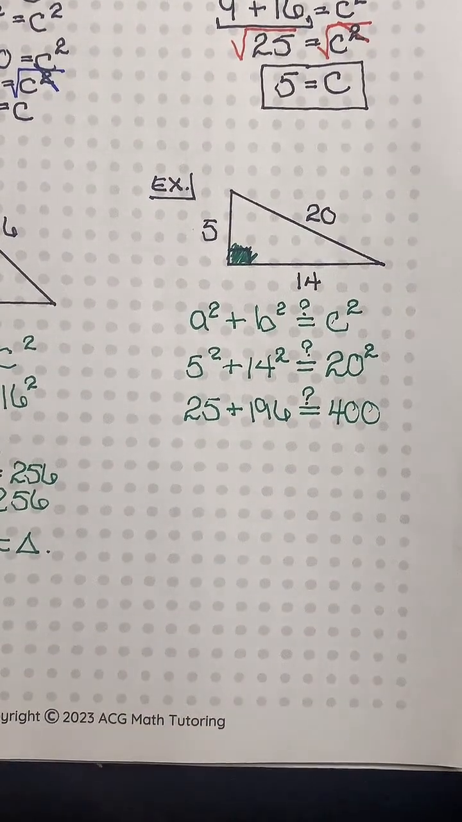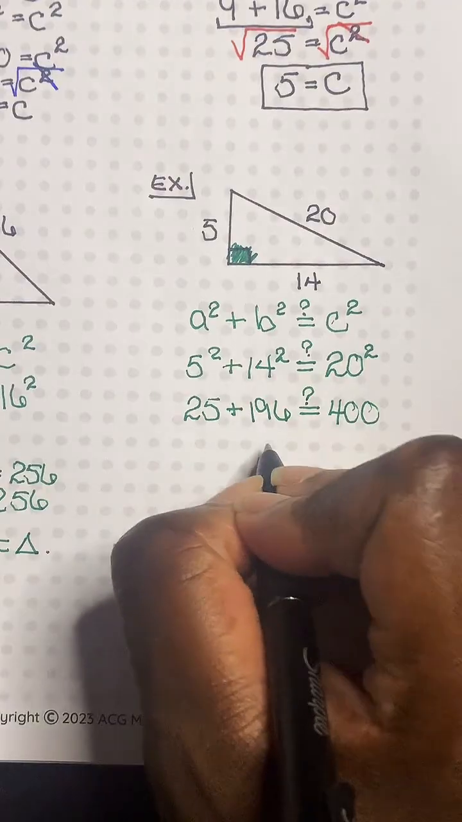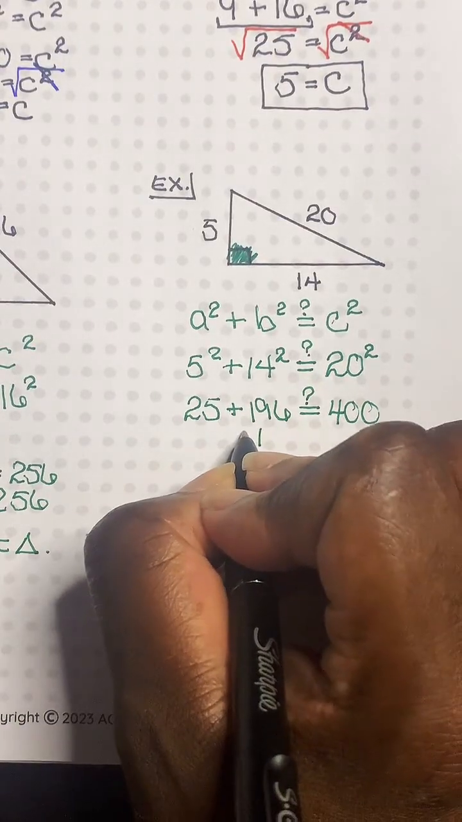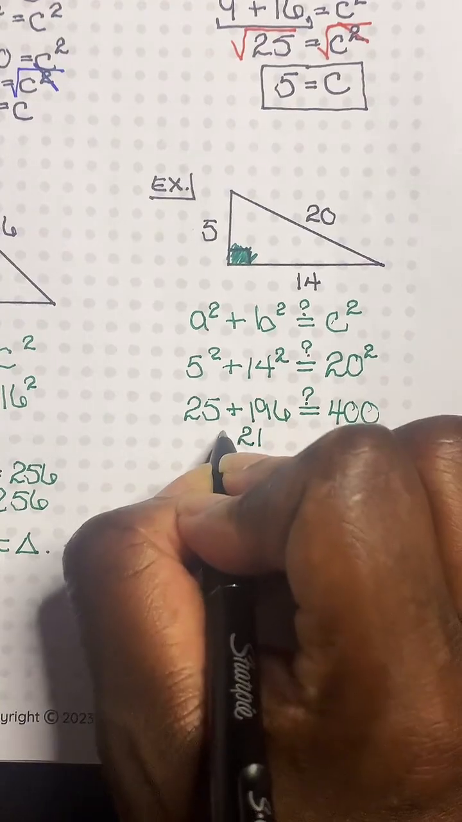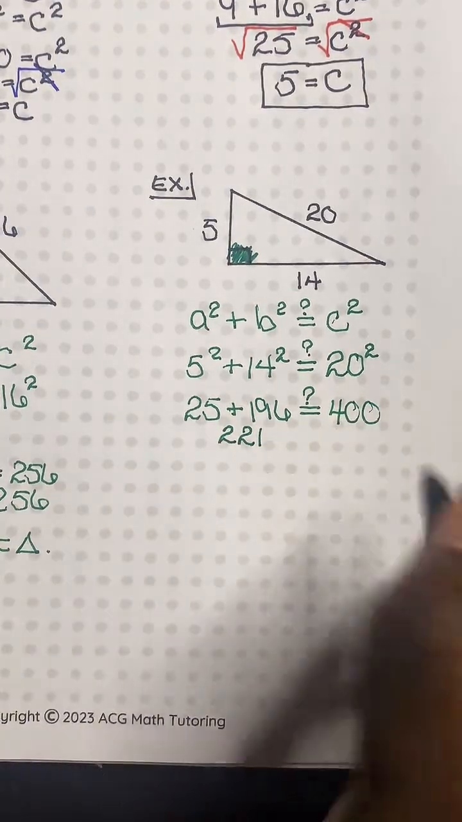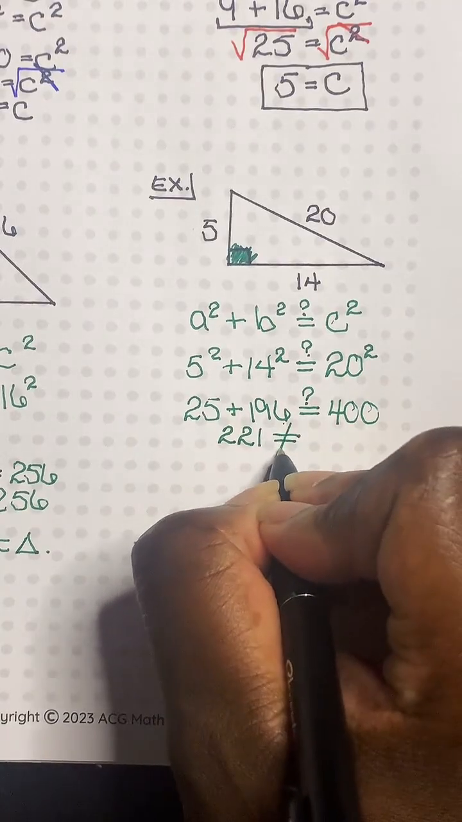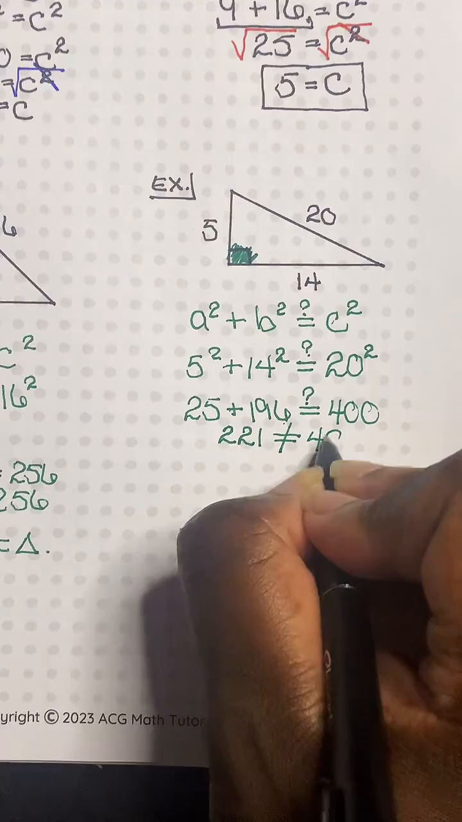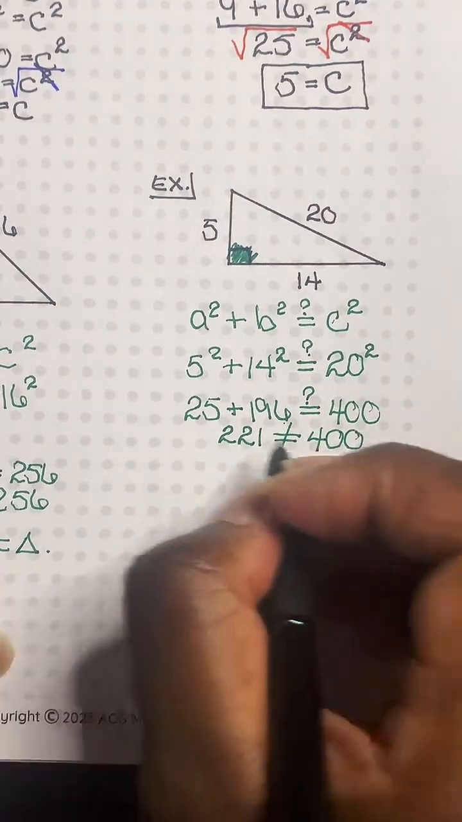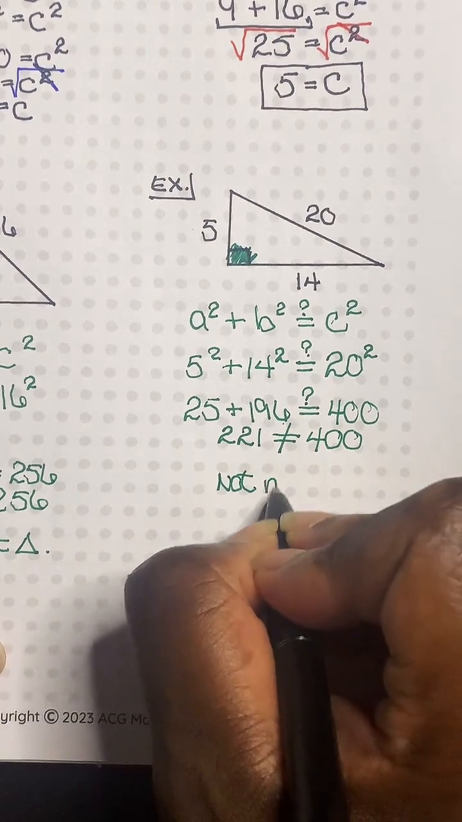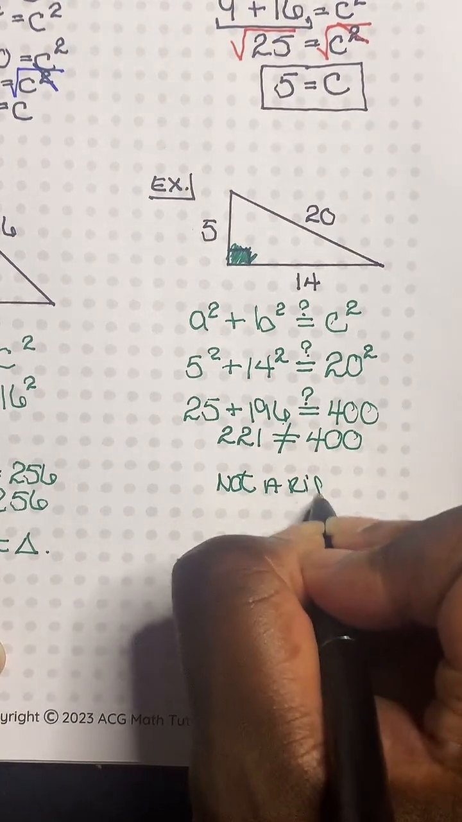All right, so last time I checked, 196 plus my 25, that will give me 1, that's 11, that's 12. Carry the 1, that'll be 221. And 221 does not equal 400. So this is not a right triangle.